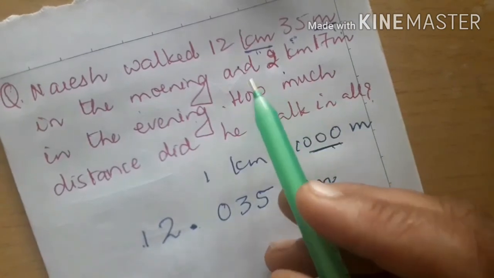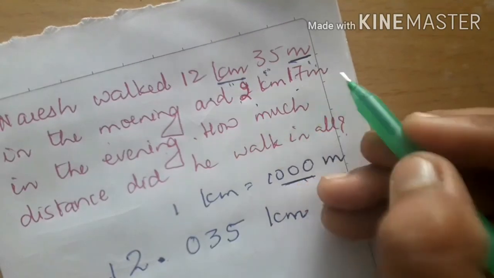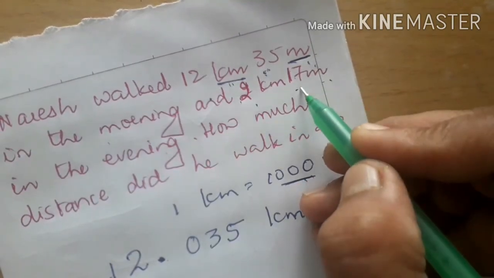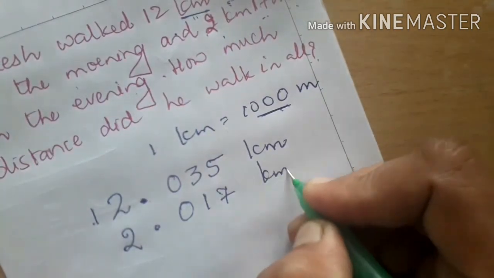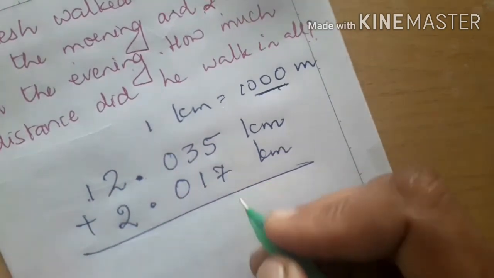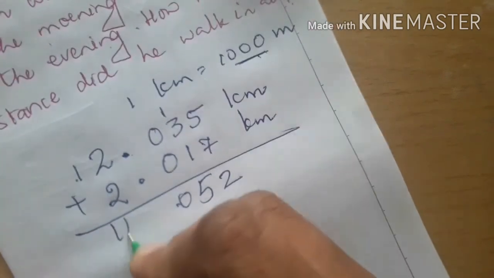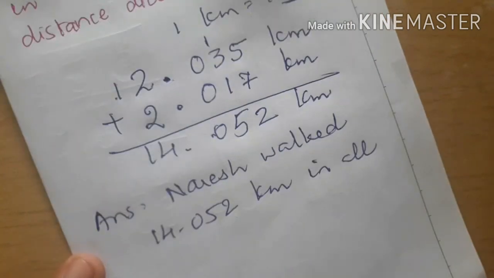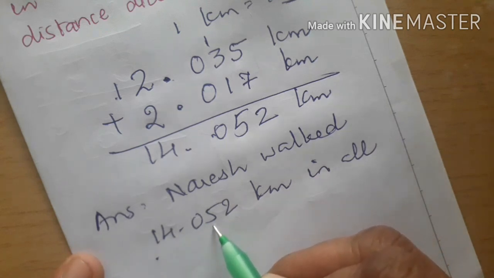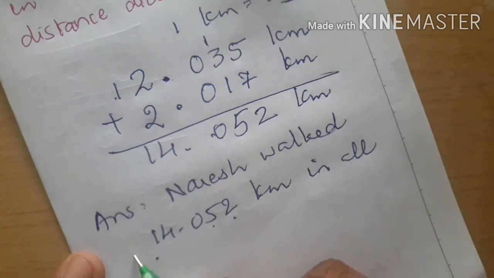And the second one, that is 2 kilometers, so before decimal point 2, and after decimal point 17 meters. So 17 meters, how to express it in 3 digits? So this is 017 and kilometers. Now add them up. So here 7 and 5 is 12, this is 5, this is 0, and this is 14. Okay, so what is the answer? That is Naresh walked 14 kilometers and 52 meters. Okay, this is 52 meters and this is for kilometers in all.